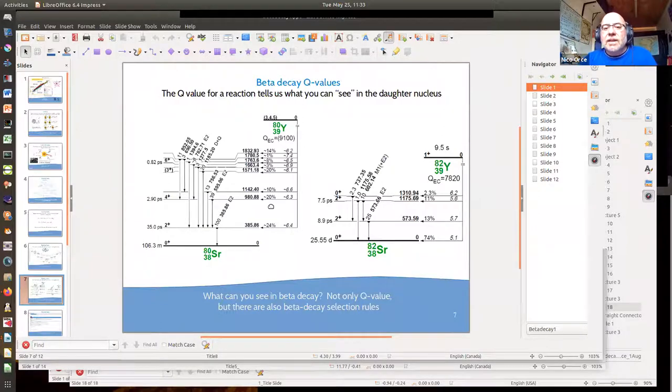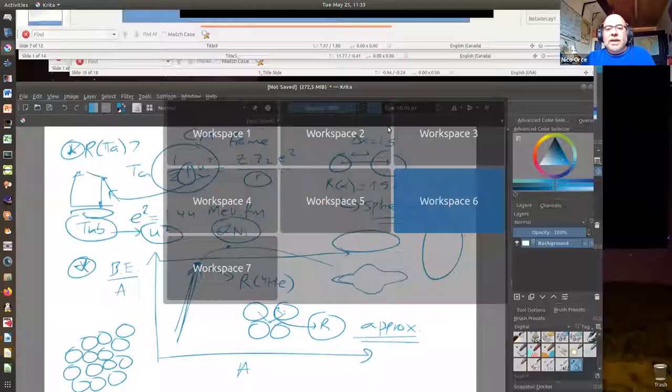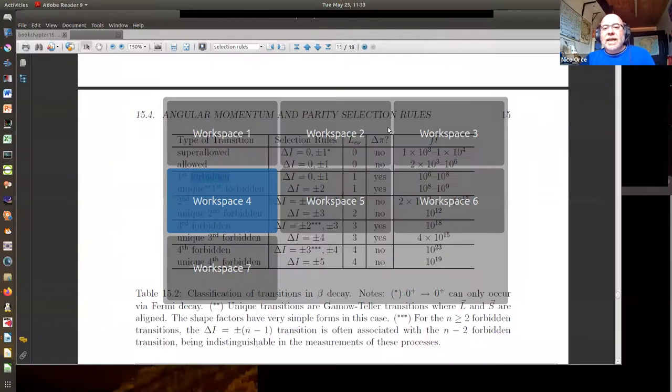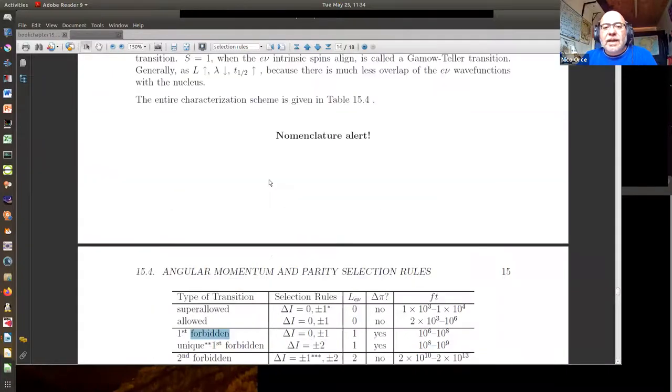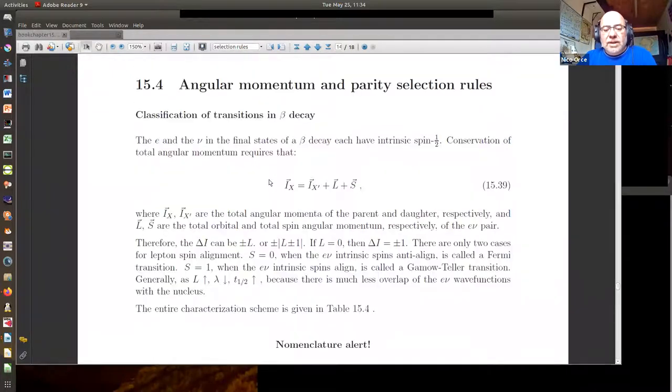So if we want to study a zero plus state, we cannot use this decay from here because it won't populate the zero plus state that we want to see, right? So that's, for instance, just what I wanted to say regarding the selection rules. And tomorrow we will go through more selection rules in terms of electromagnetic transitions.